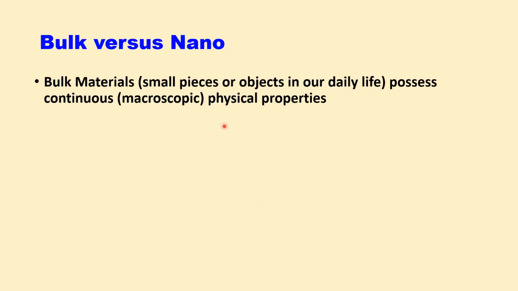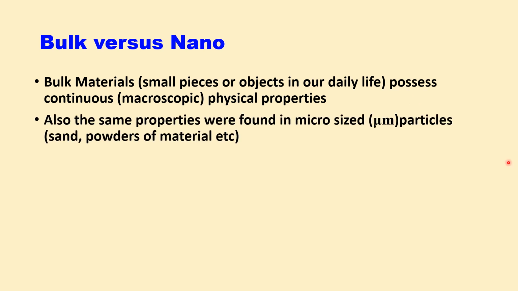Bulk materials, whatever we see with our eyes in daily life, possess continuous physical properties. This means if you have a piece of gold, it should have similar properties at 1 millimeter or at 10 centimeters. So the properties are continuous. Also, the properties are similar in micro-sized particles like a powder of a material or sand, so they are not very different from the bulk material.